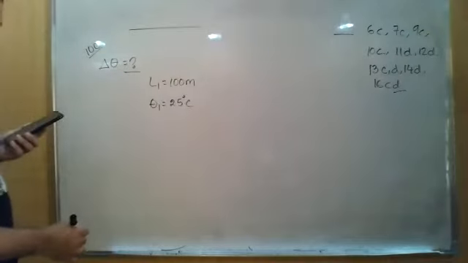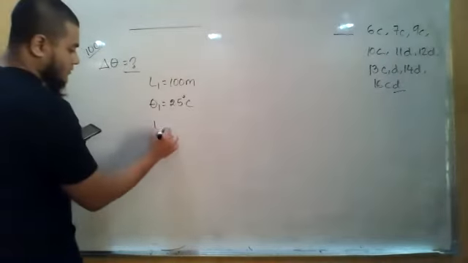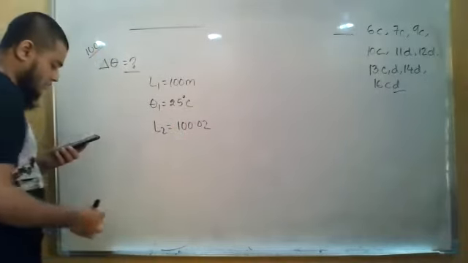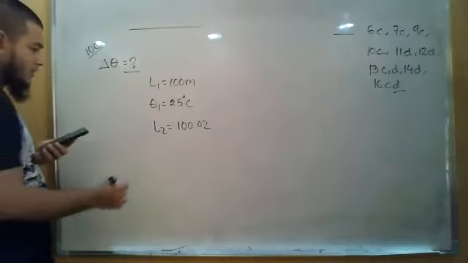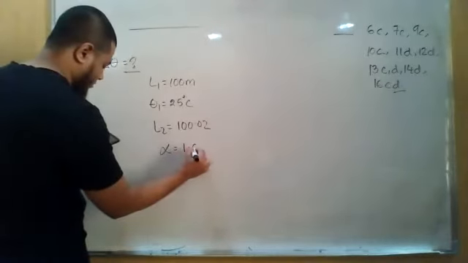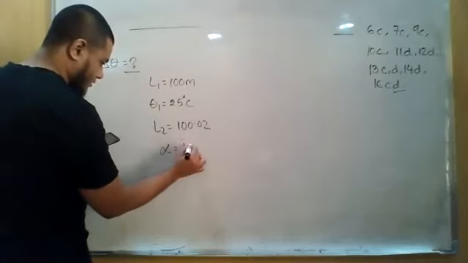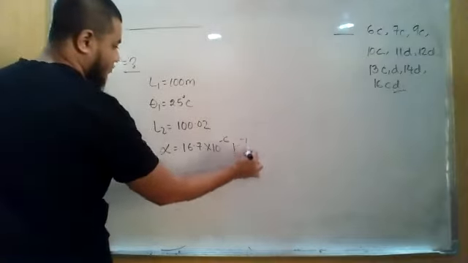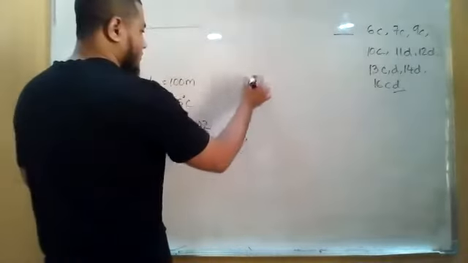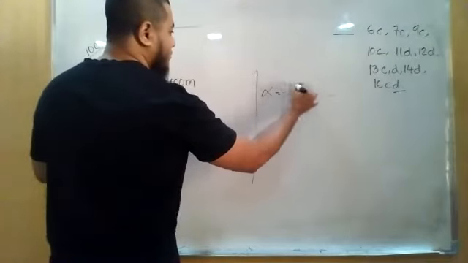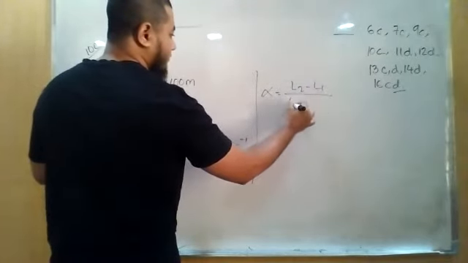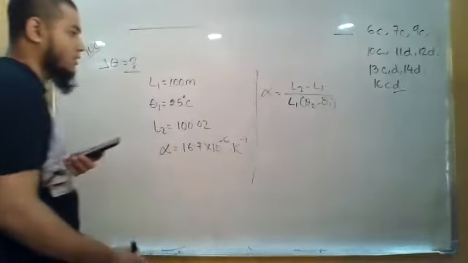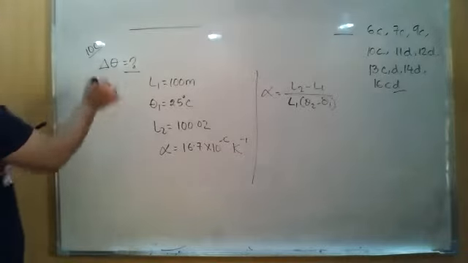That means theta 1 is given. Due to the increase of temperature, its length became, that means L2, 100.02. The coefficient of linear expansion of wire alpha is 16.7 into 10 to the power minus 6. So it could be easy একটা problem. So what we know, alpha is equal to L2 minus L1 divided by L1 into theta 2 minus theta 1. Okay, so actually we have to find out delta theta.